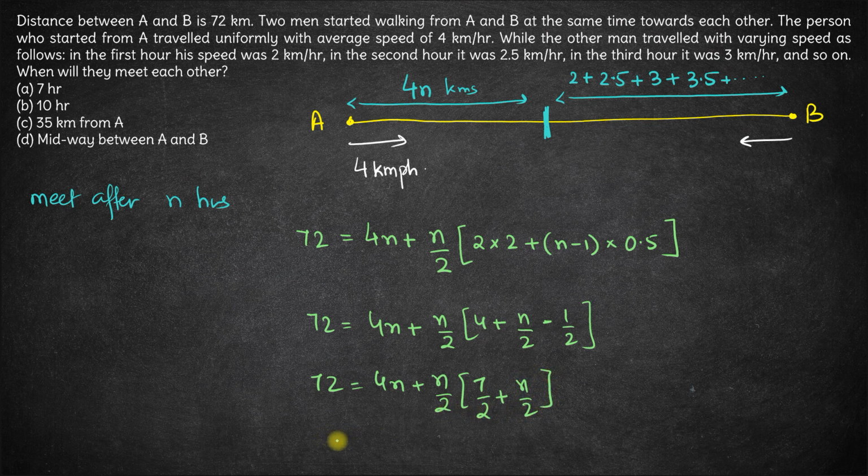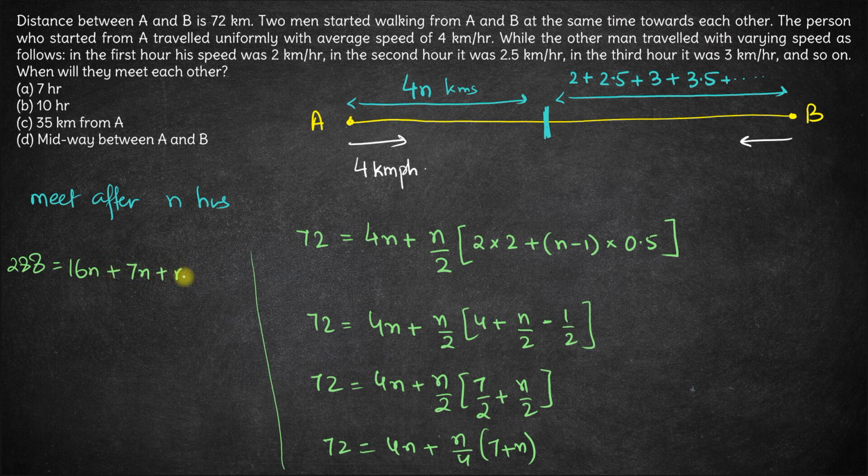And this 2 factor comes out, by 2 basically comes out, this becomes 4n plus n by 4 times 7 plus n. Now multiplying the whole equation with 4, so 72 into 4 is 288, which is 4n into 4 is 16n, plus n by 4 into 4 gets cancelled out, n into 7 plus n. So 7 into n plus n square. Okay. Now bringing all the terms on the right hand side, we have n square plus 16 plus 7 is 23n minus 288 is 0.